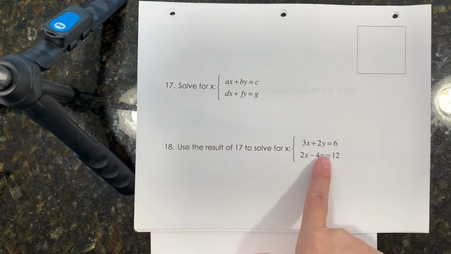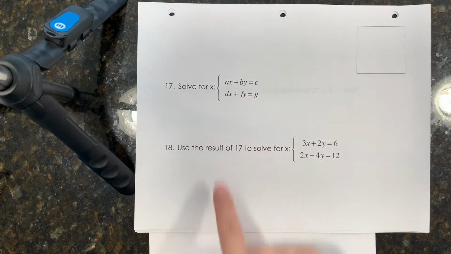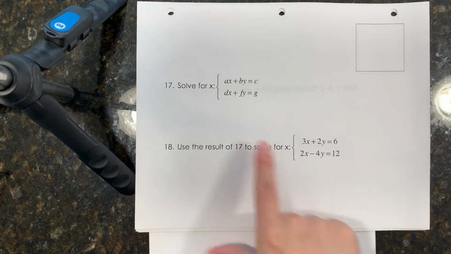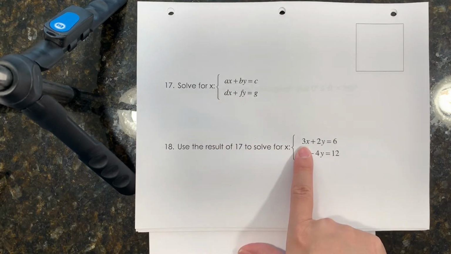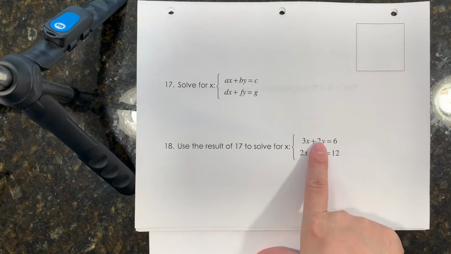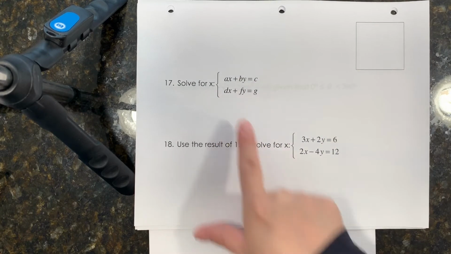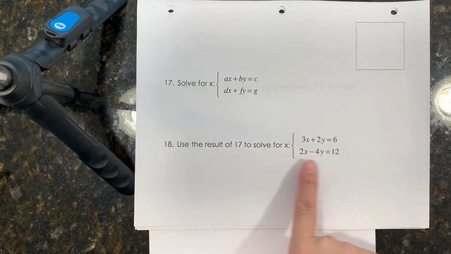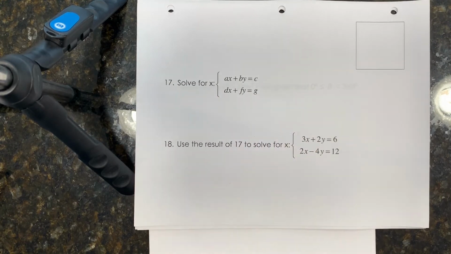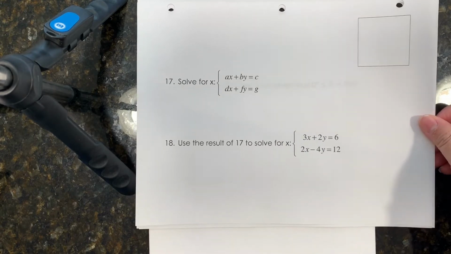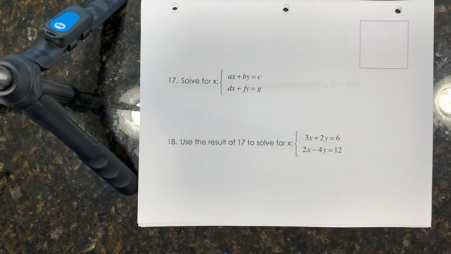So if you can look at these two equations, once I solve for x, you can notice that the a is in place of where the 3 is, the b is in place of 2, c is 6, then the coefficient for x is d and 2, f, and then -4, and then g is 12. So you're basically doing what you were doing before, but then after that, you're going to use that information to then solve for the next problem. So we're going to start with doing number 17.